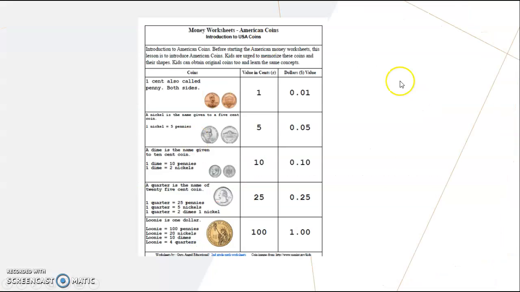So here we have our money sheet anchor chart, and we have our penny, and we know it's worth 1 cent. Our nickel, which is worth 5 cents. Our dime, which is worth 10. Our quarter, which is worth 25 cents. And here we have our dollar coin, which now we see less often than the dollar bill. However, these are still around, and at any time you may encounter them, so just know that these are worth $1.